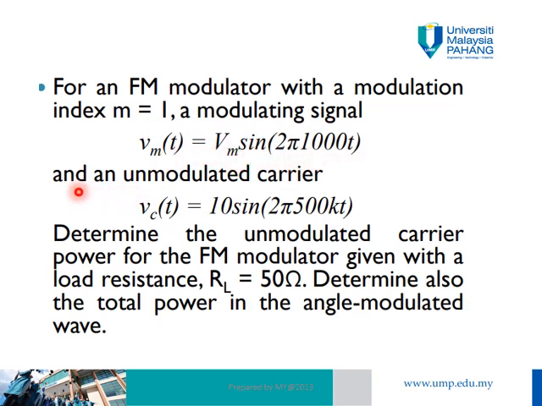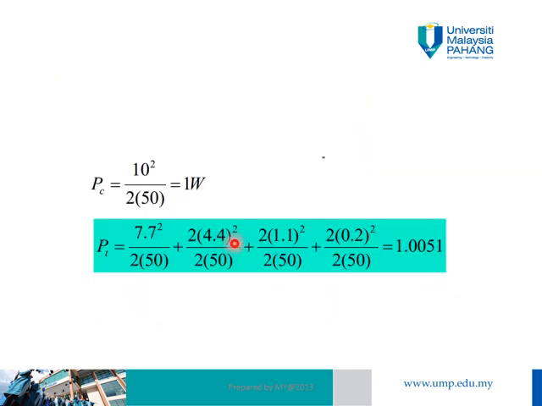For an FM modulator with a modulation index m equal to 1, a modulating signal Vm sin 2 pi 1000t, and unmodulated carrier 10 sin 2 pi 500k. Determine the unmodulated carrier power for the FM modulator with a load resistance RL equal to 50 ohm. Determine also the total power in the angle modulated wave.